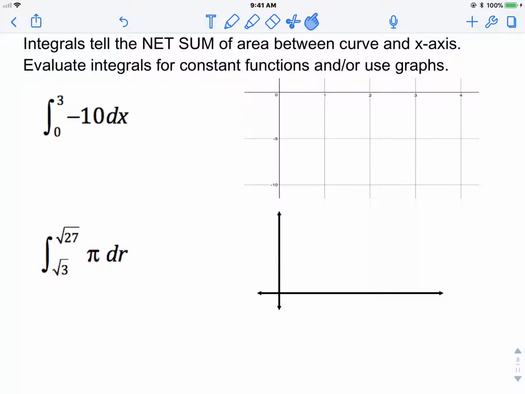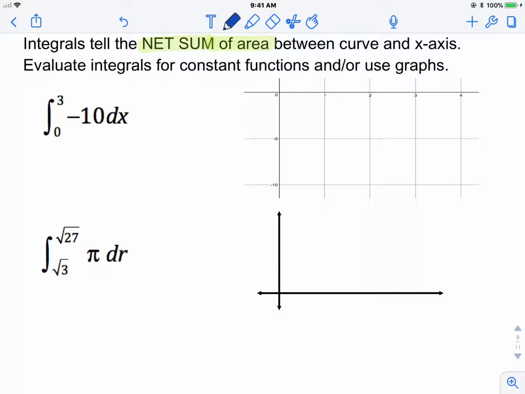Integrals always tell a net sum of area, and net sum, as we've been talking about this week, means it counts areas that are positive as positive in the total. Areas below the x-axis, it's going to count as negative, so that it gives us the resulting combination of all of those. How much change has occurred?